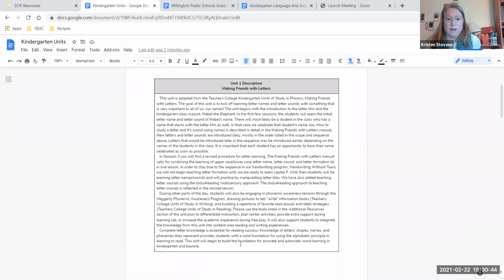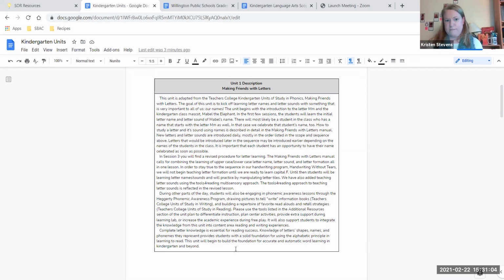So that's just to let them know that those things are also going on today. And then the last paragraph is just a little research. Complete letter knowledge is essential for reading success. Knowledge of letter shapes, names, and the phonemes they represent provides students with a solid foundation for using the alphabetic principle and learning to read. And this unit will begin to build the foundation for accurate and automatic word learning in kindergarten and beyond.